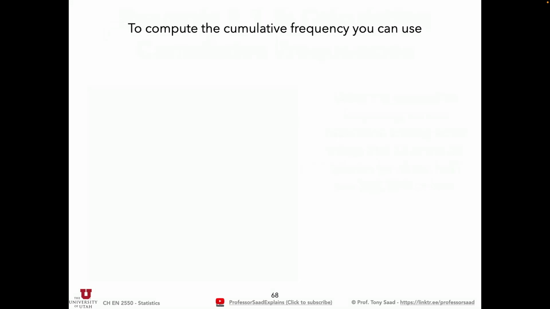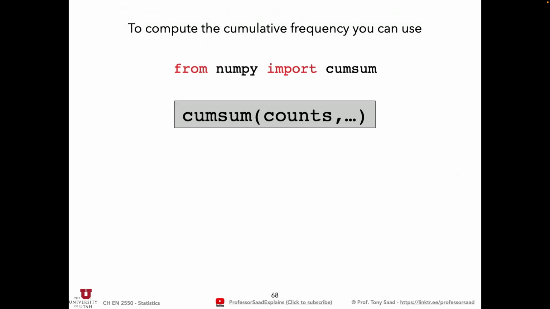Now, to compute the cumulative frequency in Python, also from NumPy, you import cumulative sum, and you just call it on the counts. So the counts comes from the numpy.histogram, right? There's counts and bin edges, right? So you take that counts. In fact, this routine would do it on any array. It will just add things up on any array. It doesn't have to be the array that you bring from the histogram, but we're going to use it on the array that comes from the histogram because it's what we're after, the cumulative sum.